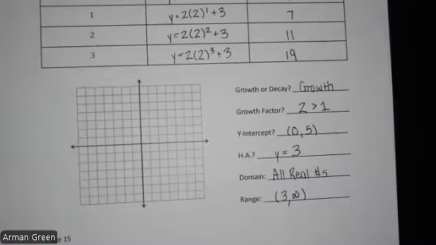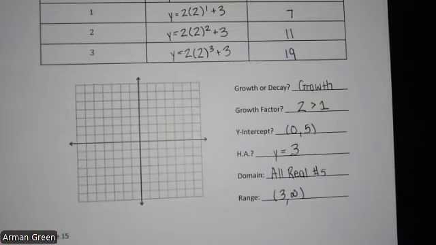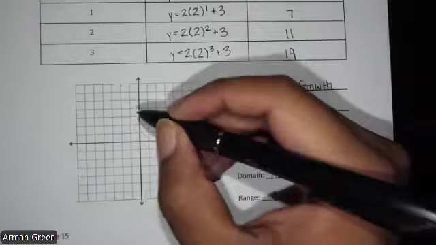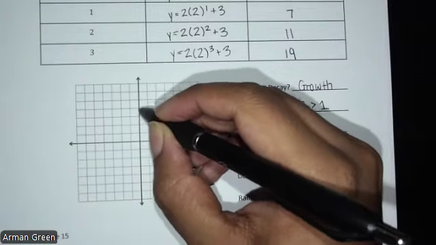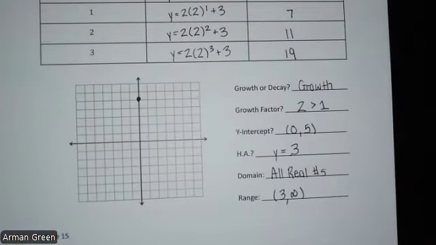Okay, so now we're going to take all of this information here and we're going to graph it on the side. So if you looked at the last lesson, there's 3 steps that we have to do. First thing is we're going to plot our y-intercept at 0, 5. So 1, 2, 3, 4, 5. So this is our y-intercept right up here.